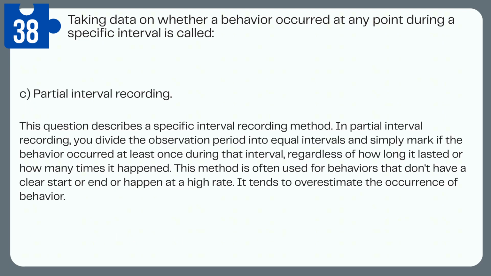Answer C. Partial interval recording. This question describes a specific interval recording method. In partial interval recording, you divide the observation period into equal intervals and simply mark if the behavior occurred at least once during that interval, regardless of how long it lasted or how many times it happened. This method is often used for behaviors that don't have a clear start or end or happen at a high rate. It tends to overestimate the occurrence of behavior.